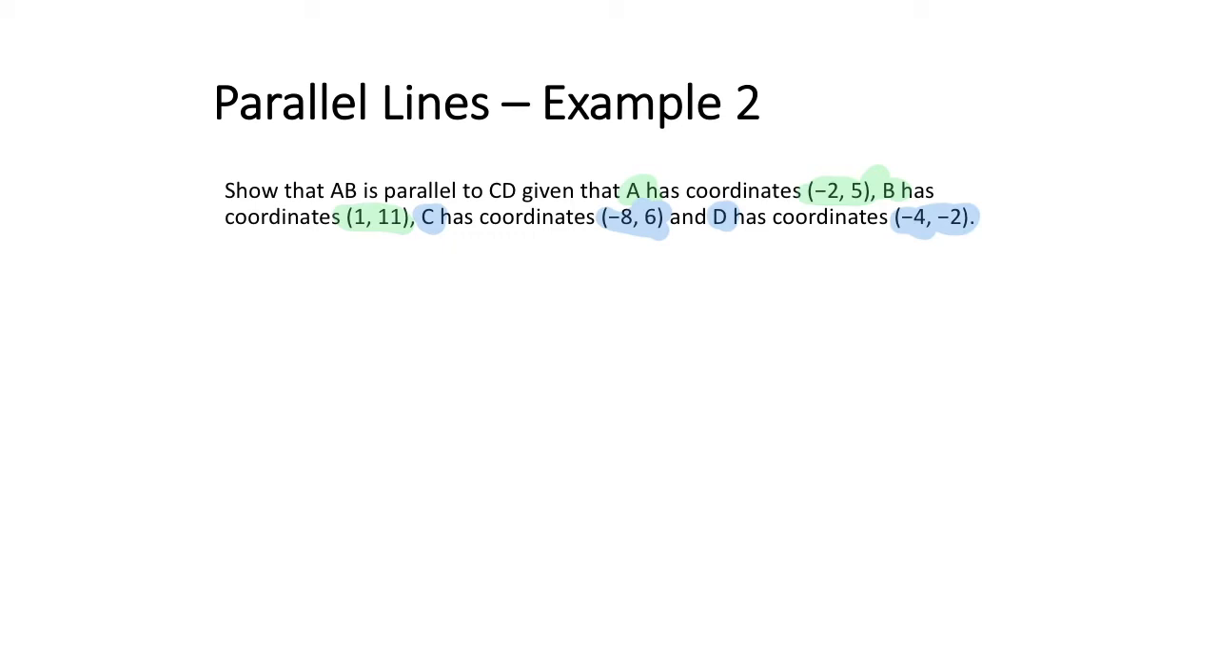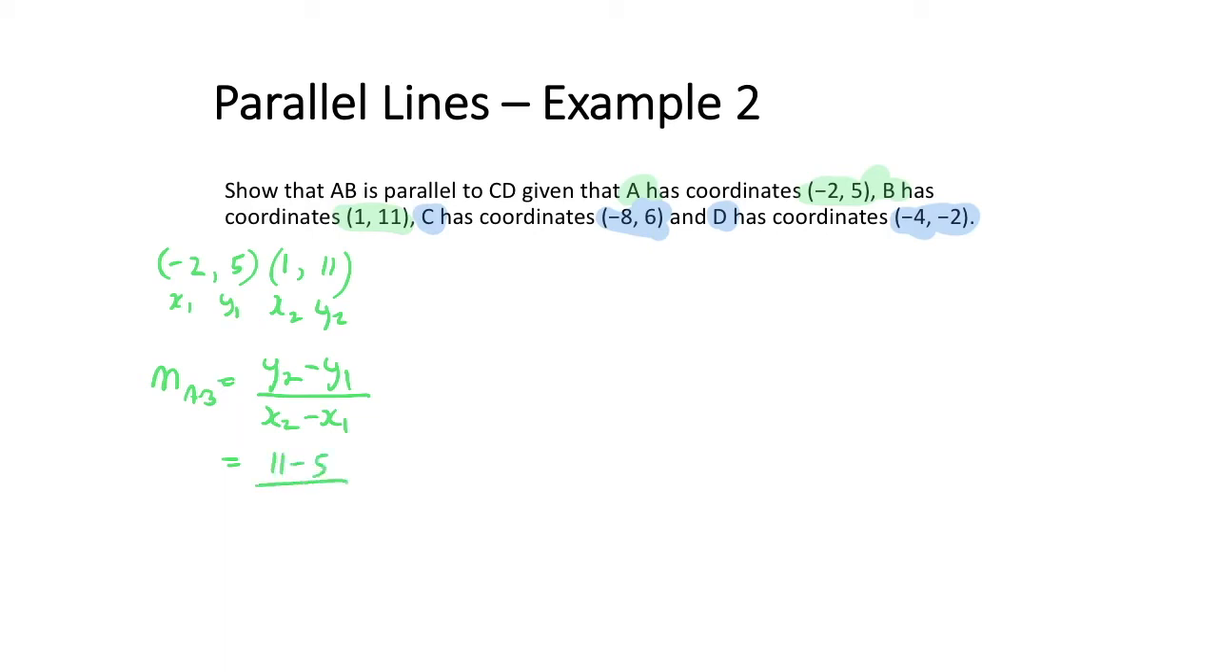So we need to calculate the gradient of AB and the gradient of CD. Having a look at AB, that is going to be -2 and 5, and then 1 and 11. I want to label my coordinates x1, y1, x2, y2, and then proceed to calculate the gradient. Writing down the formula, the gradient of AB is going to equal y2 minus y1 over x2 minus x1. Substituting in my values, it is going to be 11 minus 5 over 1 minus -2, which equals 6 over 3. So my gradient is equal to 2.